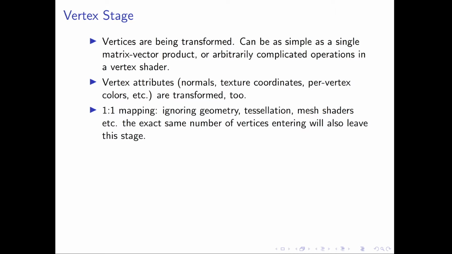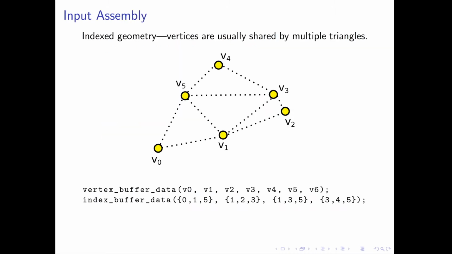We generally have a one-to-one mapping. We provide the vertex stage with a bunch of vertices, and that bunch of vertices is just transformed, and the stage will not output any additional vertices or additional geometry. We're ignoring what would be called the geometry stage or the tessellation stage, and we also ignore newer shader types, like for instance the mesh shaders that were introduced by NVIDIA. Thus we assume there's just a one-to-one mapping of input to output, so the exact same number of vertices that enter the vertex stage will also leave it. In general, things are, however, more complicated.